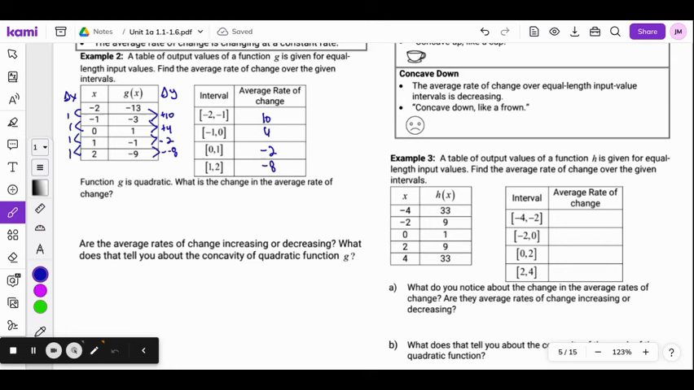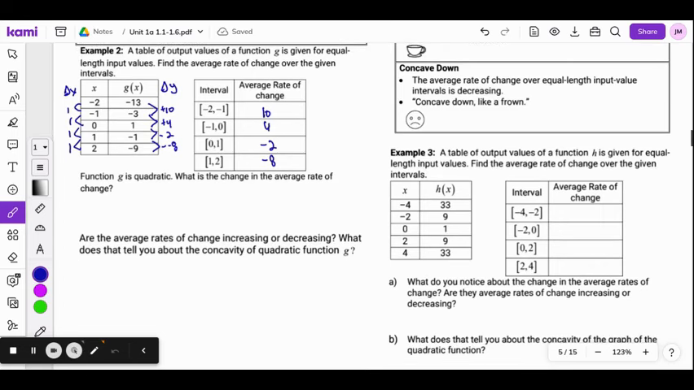Okay, so now let's look at the change of the change. So now let's go here. How do we get from 10 to 4? Went down 6. How do we go from 4 to -2? Went down 6 again. How do we go from -2 to -8? Went down 6 again. So I'm telling you that this is a quadratic function. So what is the average rate of change of this change? This is equal to -6.